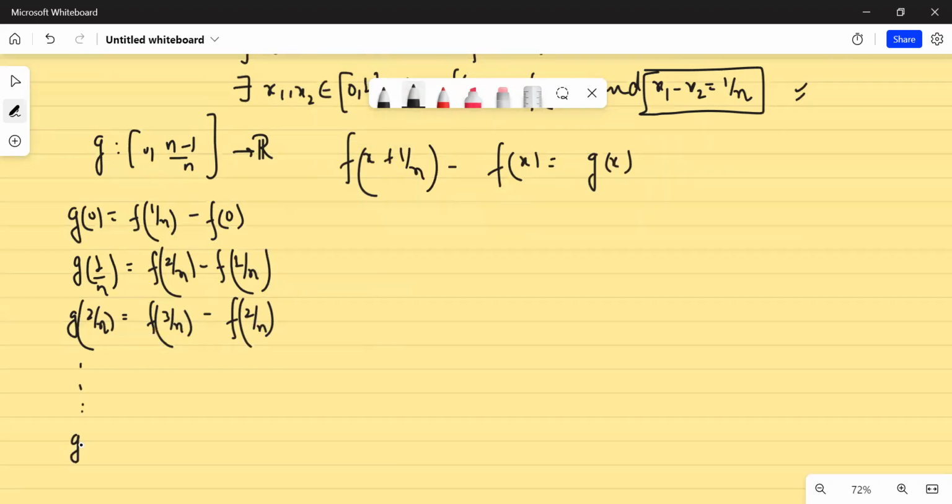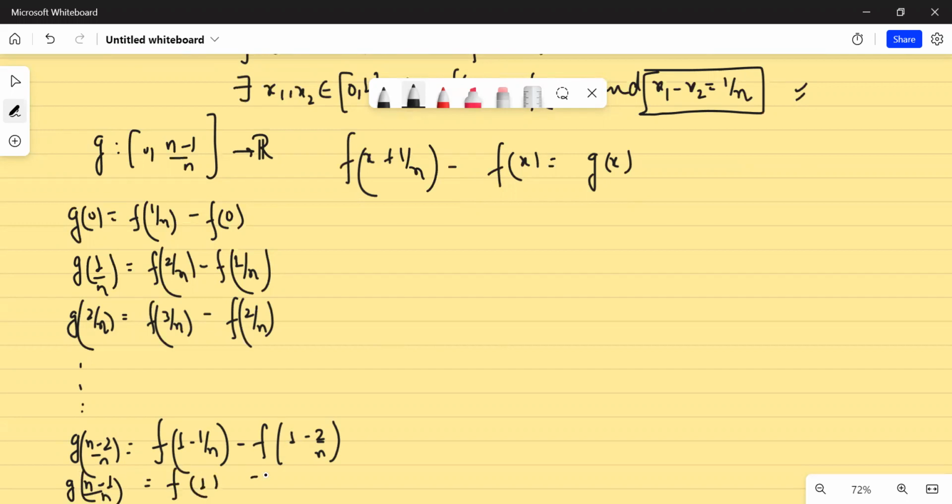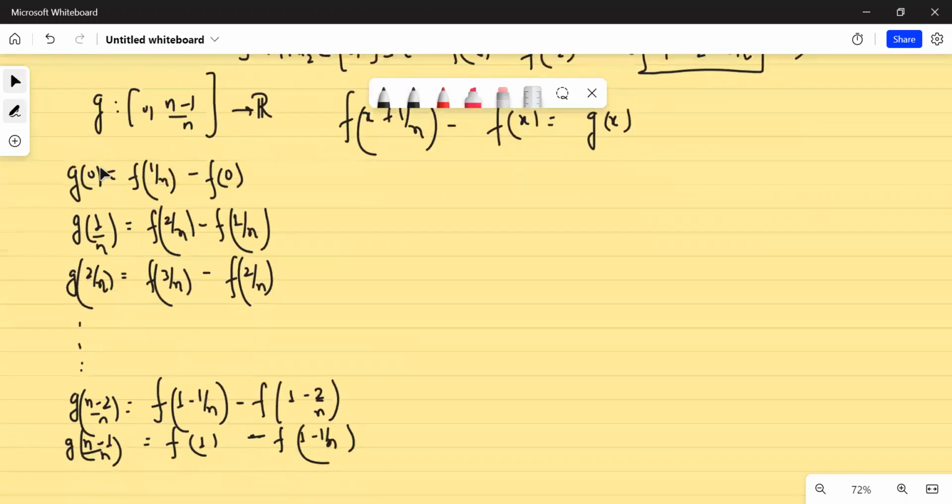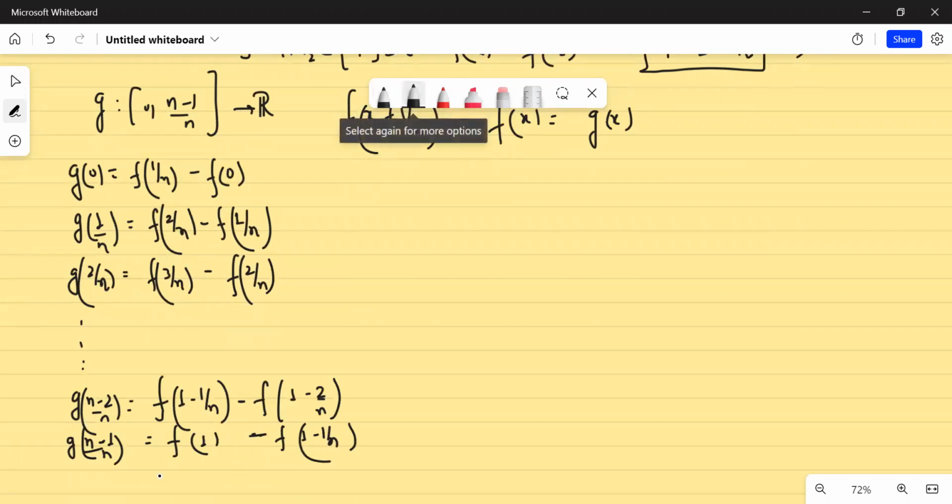And at the end, you will find that g of (n minus 2) upon n will be simply f of 1 minus 1 upon n minus f of 1 minus 2 by n. And what would be g of (n minus 1) upon n? It will be simply f of 1 minus f of 1 minus 1 upon n. Right? Is that clear? Harshit, is that clear? Yes, sir.